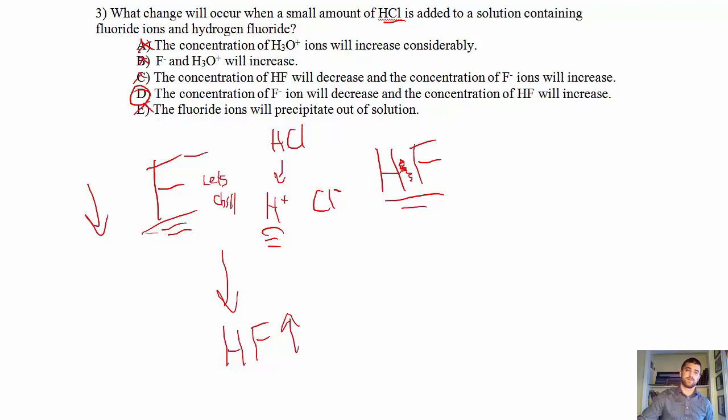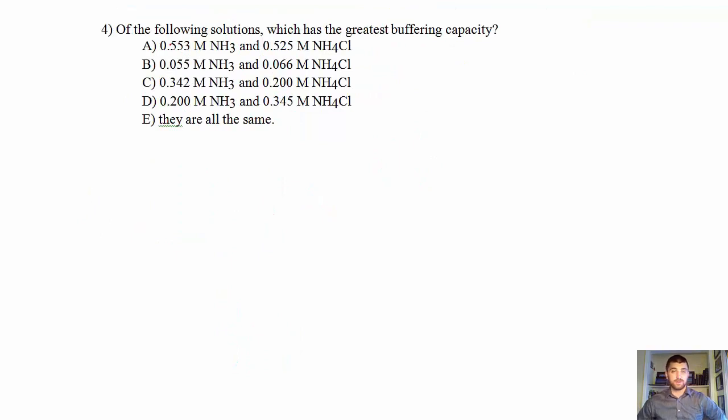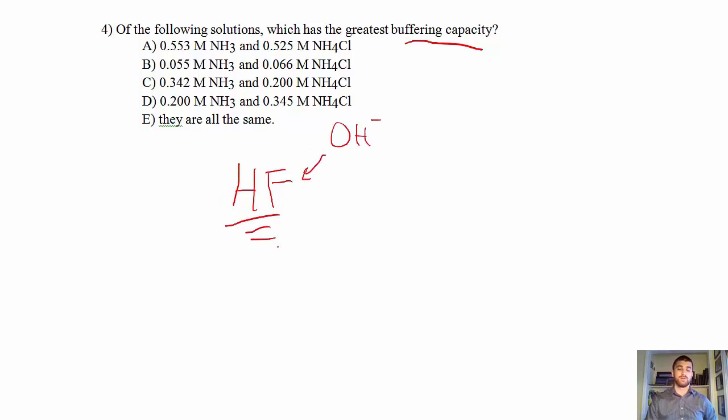Number 4. Of the following solutions, which has the greatest buffering capacity? So buffering capacity is how much resistance to adding acid or base it can handle. So let's think about this. If I had, let's say, my acid, and I added some base to it, the more that I have, the more it can buffer. Same thing with the conjugate base.